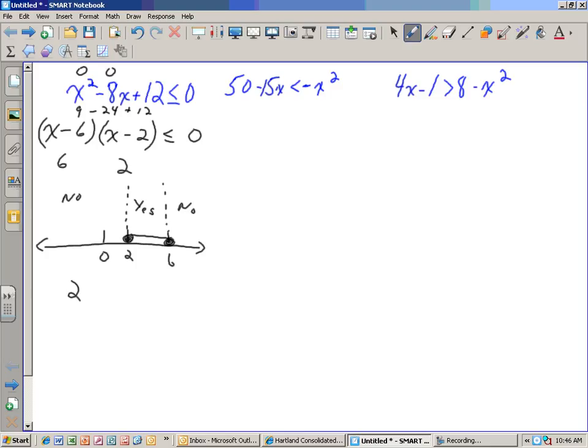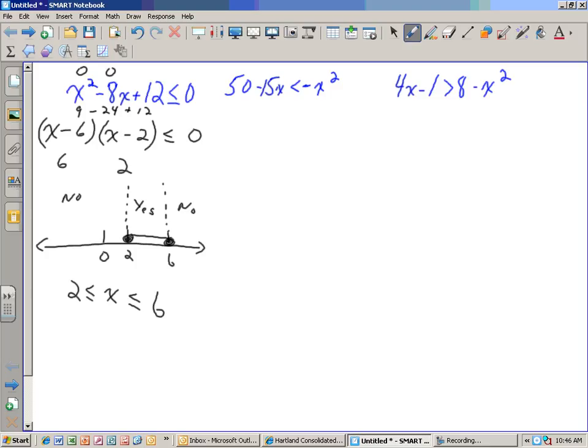And we know how to write that. We can write that as a conjunction where all values of x are between 2 and 6. Right? Okay, so let's take the next one.